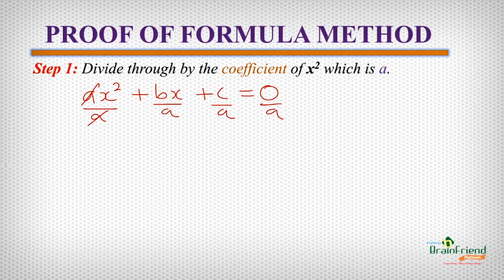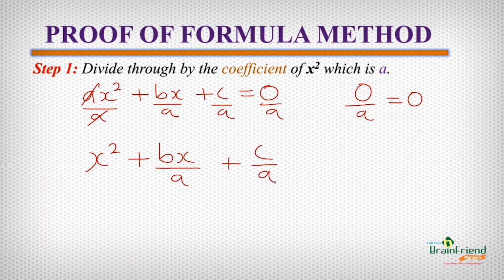So we would have 1x squared, then plus bx divided by a, plus c over a, and that will be equal to 0 over a. Remember, 0 divided by anything will still remain 0. So 0 divided by a will still be 0. So now we have x squared plus bx divided by a plus c over a is equal to 0, and that we will call our equation 1.